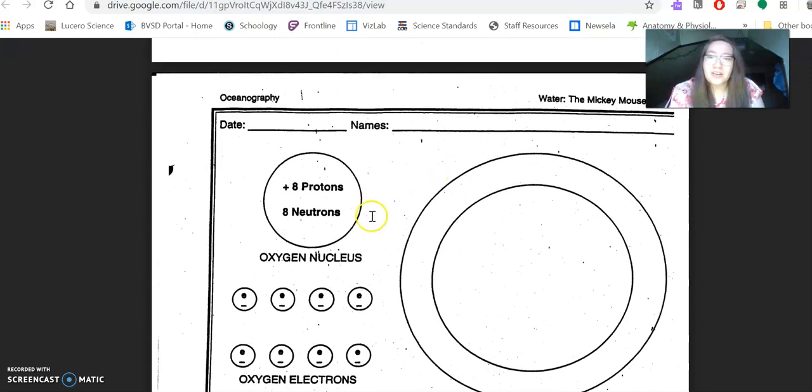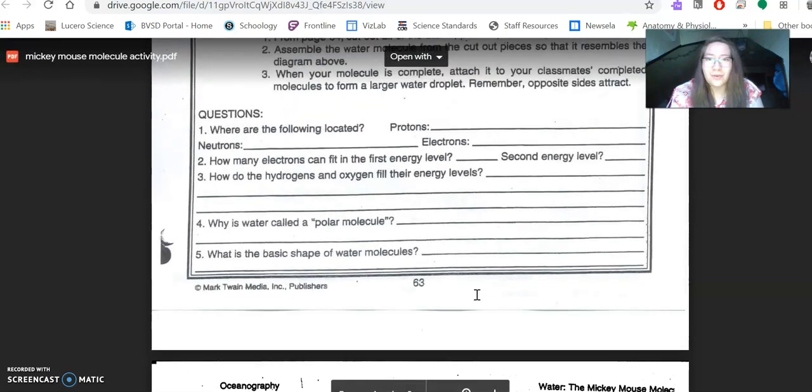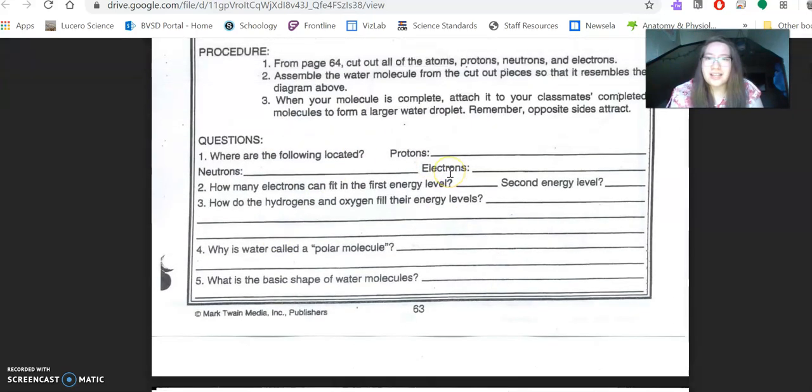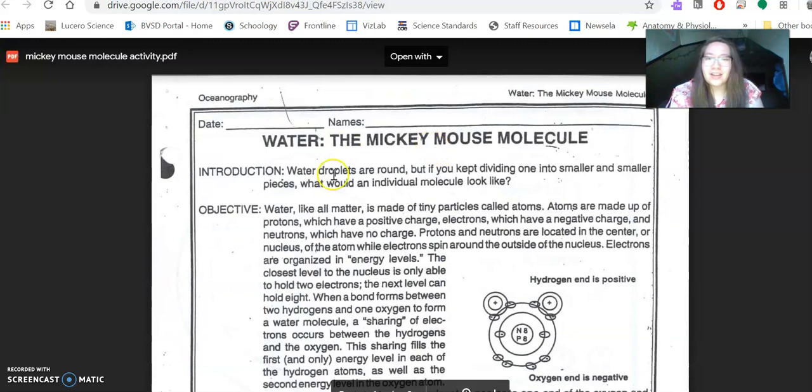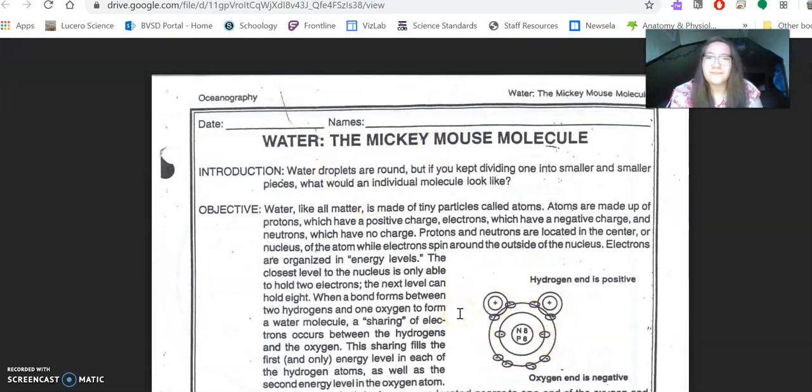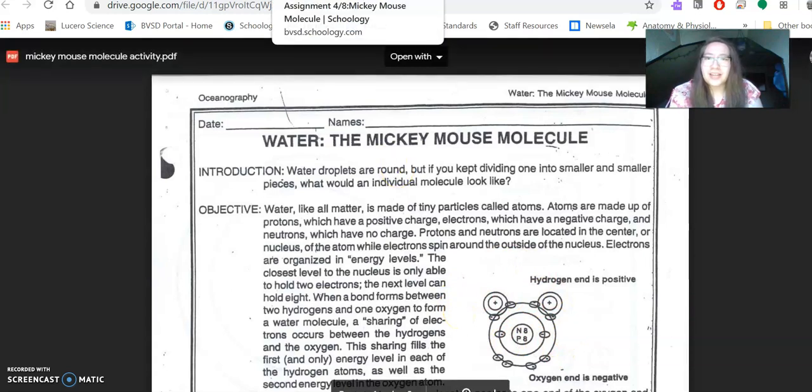So you're going to actually craft it. It's going to be some cutting and some pasting, so some actual work. There's some questions here that are answered in the reading. And then you're going to, of course, paste this completed molecule onto the front of that sheet. So that's what you're going to turn in for the assignment.